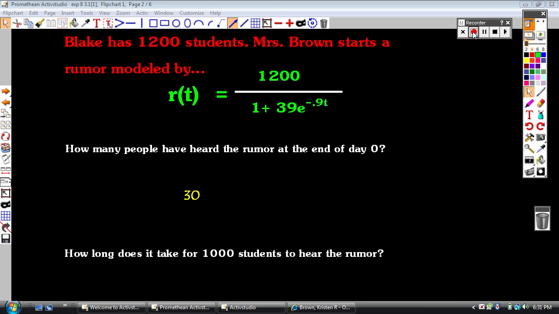So you should have gotten 30. When I plug in 0, I get negative 0.9 times 0, which is 0, e to the 0, which is 1. So this term right here becomes 1. 1 times 39 is 39. 39 plus 1 is 40. 1200 divided by 40 gives us 30.